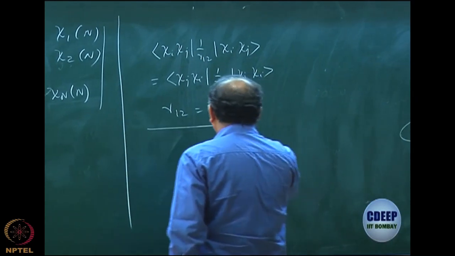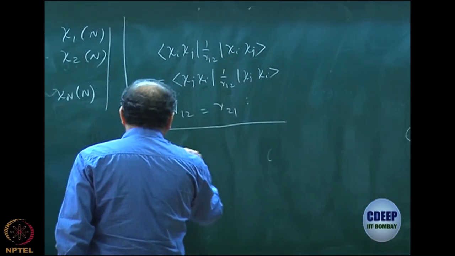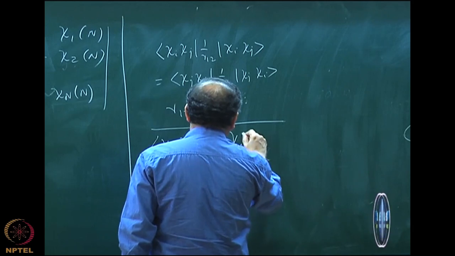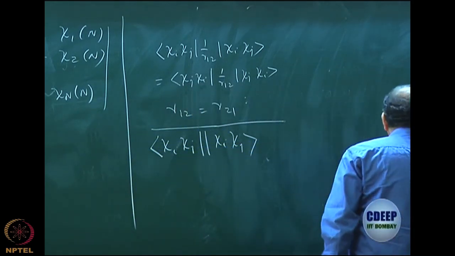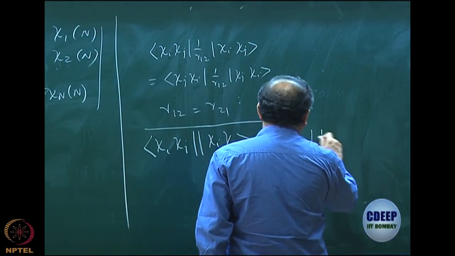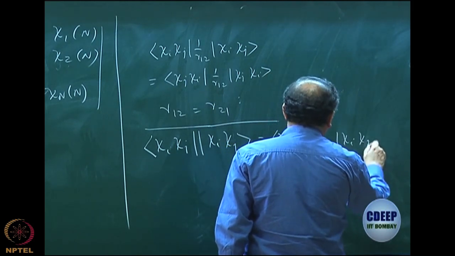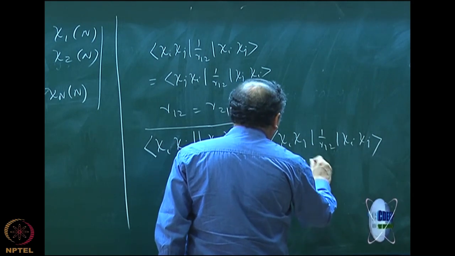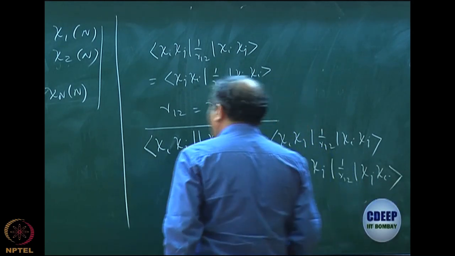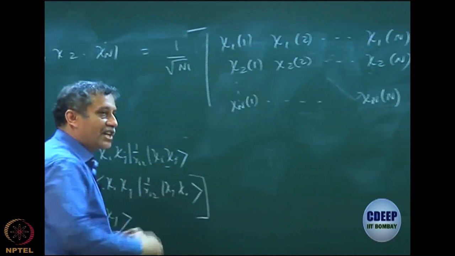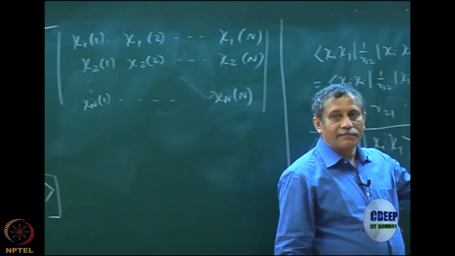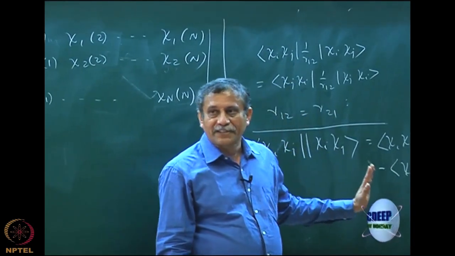Further, a technical term I am going to introduce. For chi i chi j, I am not going to write 1 by r 1 2. I will write a double bar chi i chi j. I am introducing a term which will simplify the algebra later: chi i chi j 1 by r 1 2 chi i chi j, which is the Coulomb integral, minus chi i chi j 1 by r 1 2 chi j chi i. This entire part, Coulomb minus exchange, I am giving a new nomenclature so that I do not have to write it each time. Please understand, this is only for simplification.